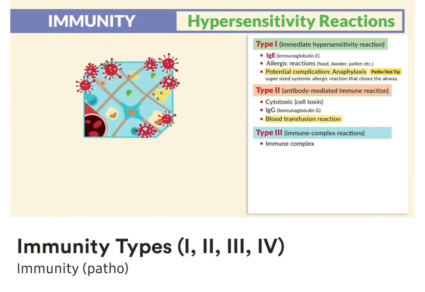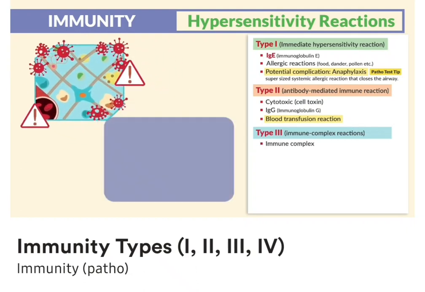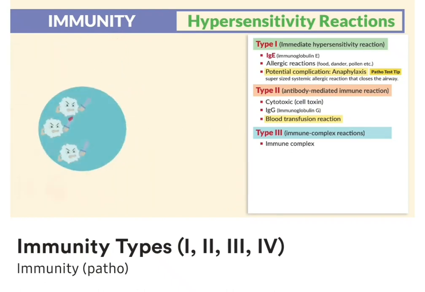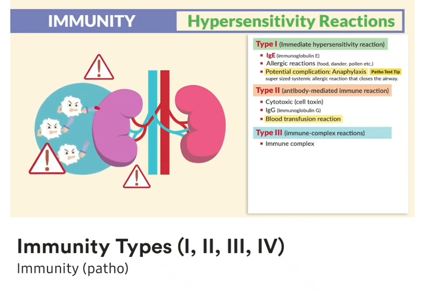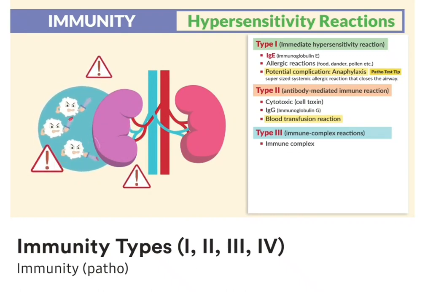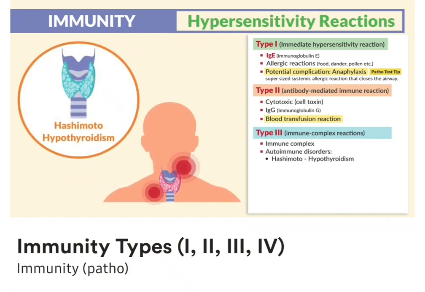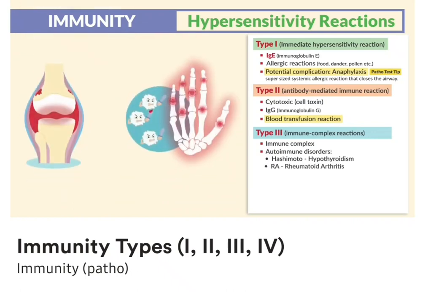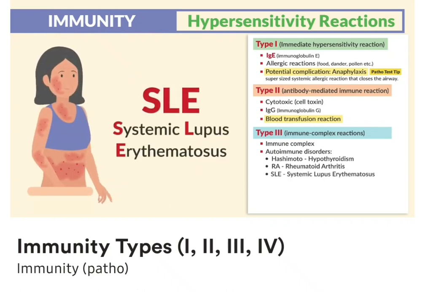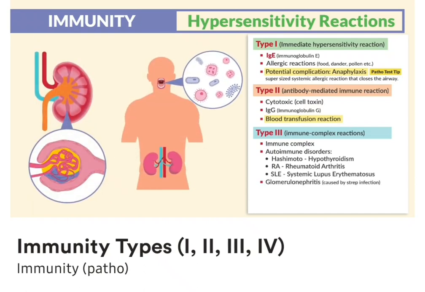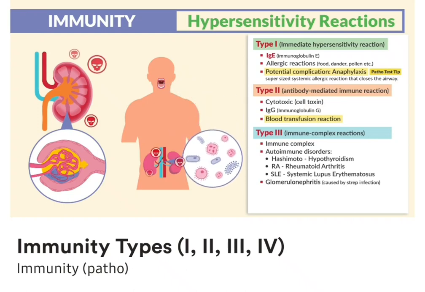Now, type 3 is the immune complex reaction. So immune complex, they can precipitate in various tissues such as skin, joints, vessels, or glomeruli, and even other organs, attracting more and more inflammation and WBCs to destroy the organs. So a great example here is autoimmune disorders. So Hashimoto's with hypothyroidism, or RA, that rheumatoid arthritis, where the body attacks all the joints in the body. And SLE, systemic lupus erythematosus, and even glomerulonephritis caused by a strep infection that travels down to the kidneys, wreaking havoc.